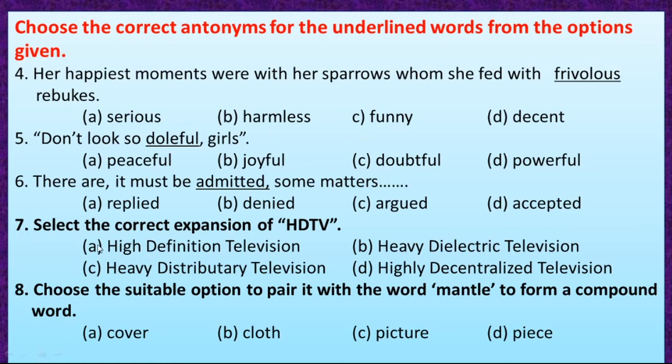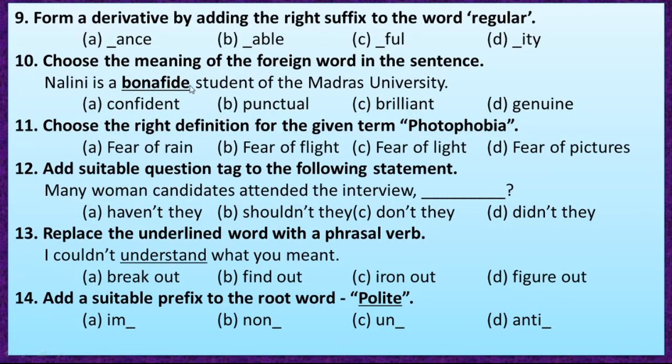The rest, from the 7th onwards, you could see there: this is called the abbreviation, this is called compound words, this is called prefix and suffix, and this is called foreign words. The next one is to write the definition. Write the definition for photophobia. What is the answer here? Fear of rain, fear of flight, fear of light, fear of pictures. Photo means a picture, so now you understand easily: photophobia, fear of pictures.